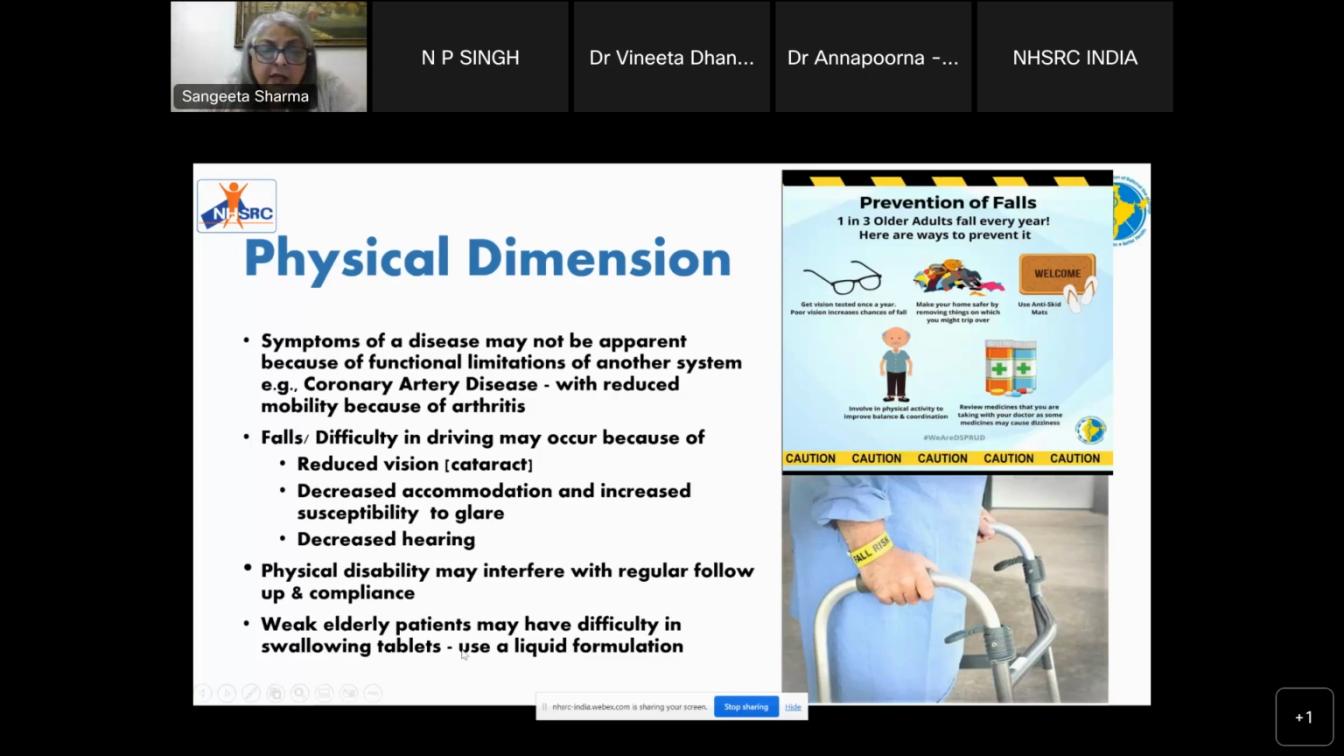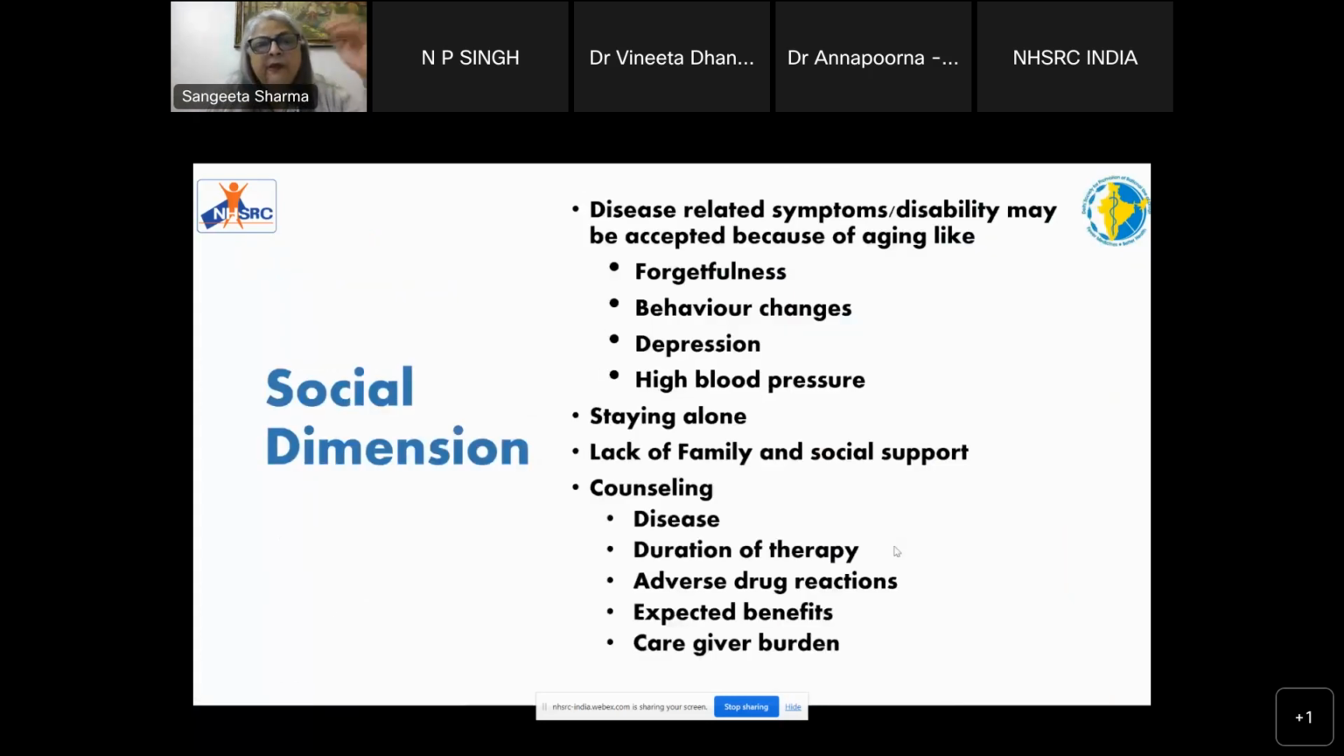So look into the physical dimensions as well. A weak elderly patient may have difficulty in swallowing tablets, so maybe a liquid formulation would be better. And when in the hospital, maybe you can identify these patients who are at risk of having falls. Maybe you can give a band to them so that people can identify them properly.